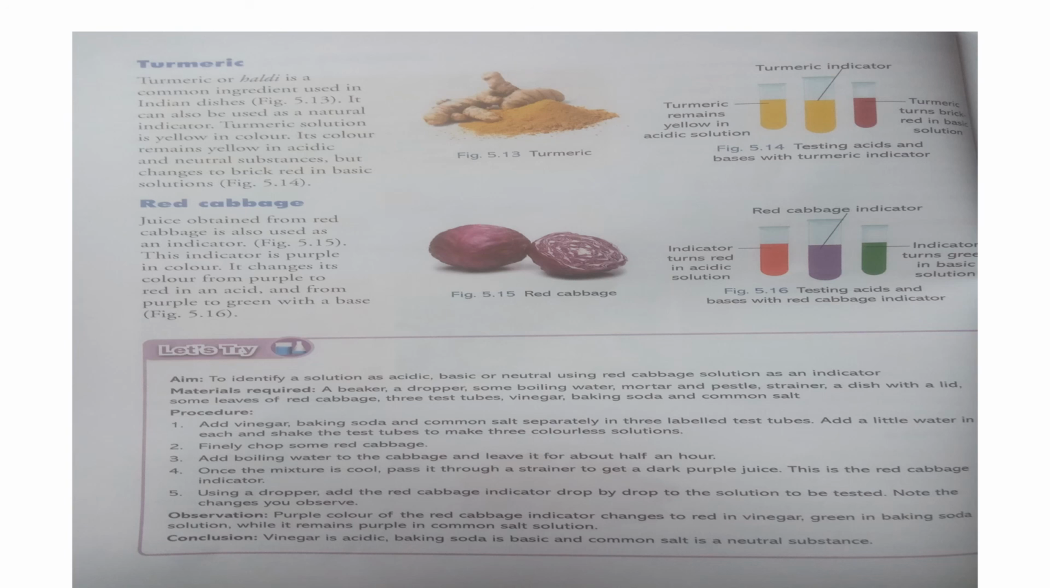Here is another natural indicator, which is red cabbage. Juice obtained from red cabbage is also used as an indicator. You can see figure 5.15. This indicator is purple in color. It changes its color from purple to red in acid and purple to green in base.